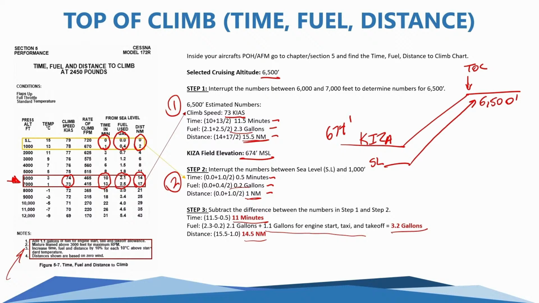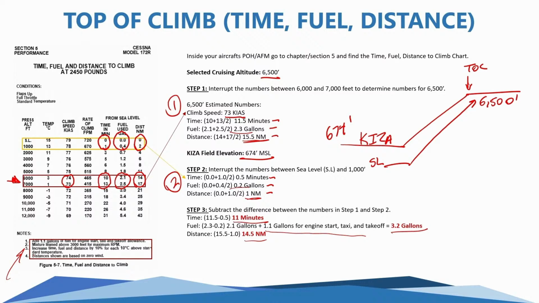It is assuming everything is standard, and there are some other computations in here. So if you guys read the notes here, I don't want to complicate it too much, but there's always going to be adjustments. So note number 2 is basically assuming we lean the mixture at 3,000. Note 3, you're going to increase your time, fuel, and distance by 10% for each 10 degrees Celsius above standard. We're not going to do that for simplicity's sake. And then number 4, distances are based off of 0 wind. You'd be amazed if you guys climb up enough. Some of these airplanes, they take like 40, 50 miles to get to 10,000 feet, especially the ones that don't perform very well.